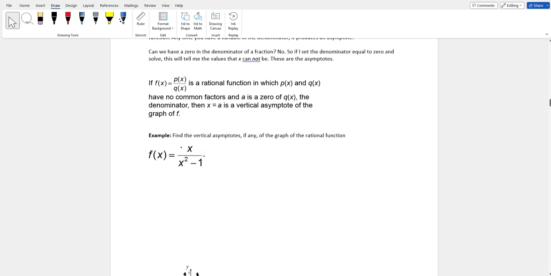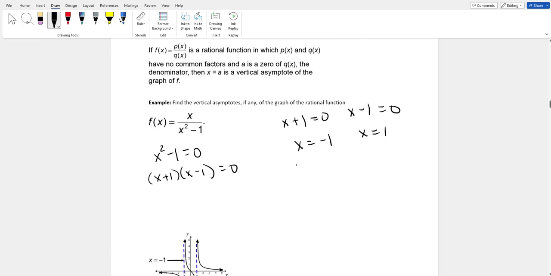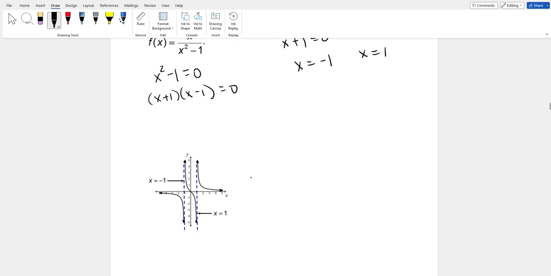It says f of x is equal to x over x squared minus 1. So I'm going to set my denominator equal to 0, and I'm going to solve for x. I'm going to factor this. This factors into x plus 1, x minus 1 equal to 0. Set each one equal to 0 and solve for x. We get x is negative 1 and x is 1. Those are my asymptotes. I've already drawn the graph here, and as you can see, we have a vertical asymptote, which is the dotted line at x is equal to negative 1, and we have the same at x is equal to 1.